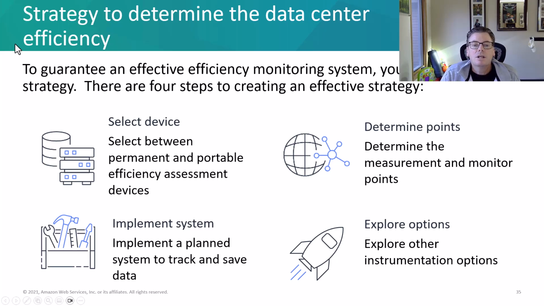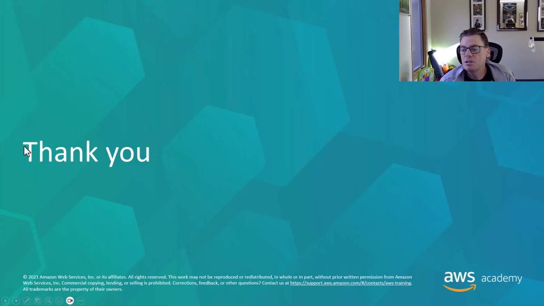All right, so to go through and effectively monitor, we need to have a good strategy. We need to decide what devices we're going to use. We need to determine where we're going to put those devices, and we need to implement it and put them in place, and then we need to actually track and monitor them. And then, over time, we're going to explore other instrumentation options or other opportunities for us to find improvements in our efficiency of power usage. That gets us to the end of Module 14.